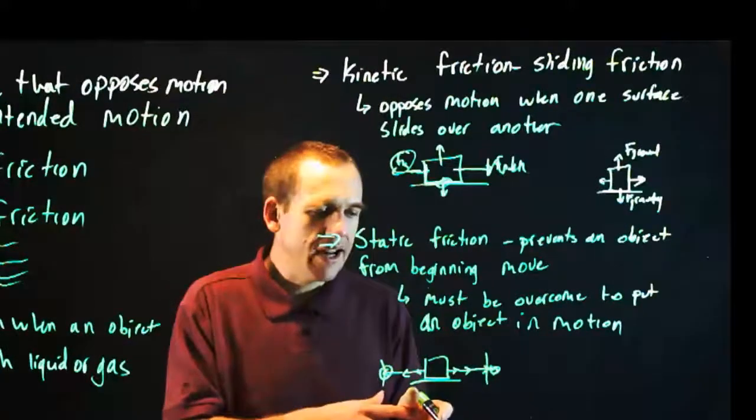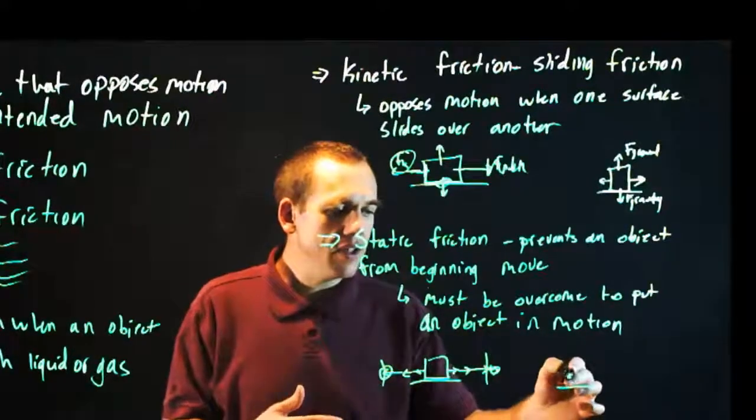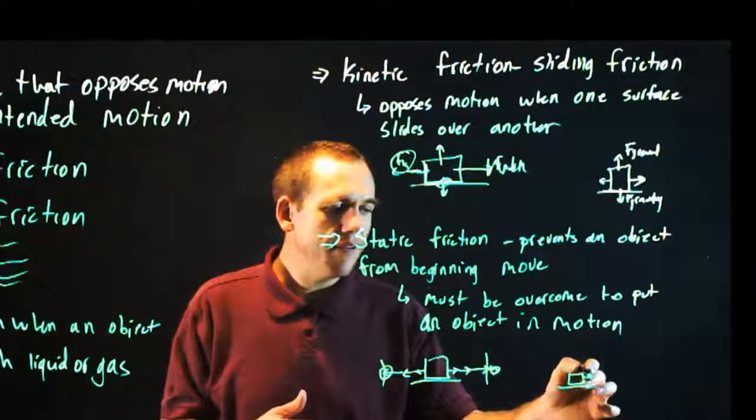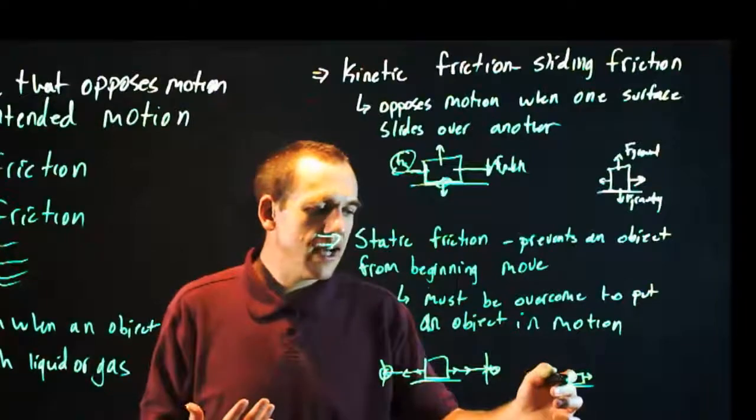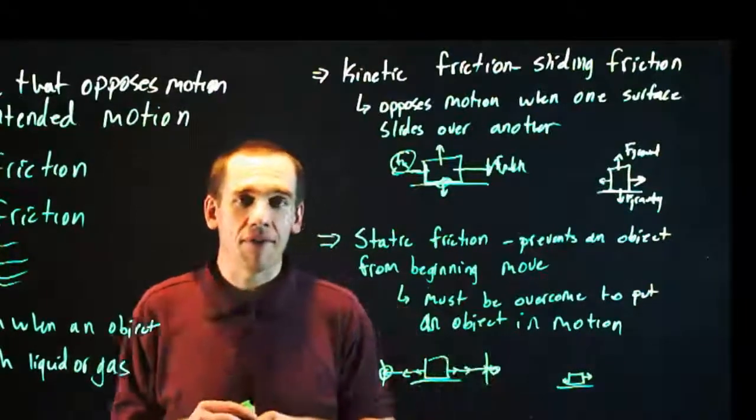This thing can accelerate to the right. We overcame static friction. In the event that there was no friction, as soon as I apply any force in that direction, the box starts to accelerate in that direction. With static friction, of course, I have to balance that frictional force.